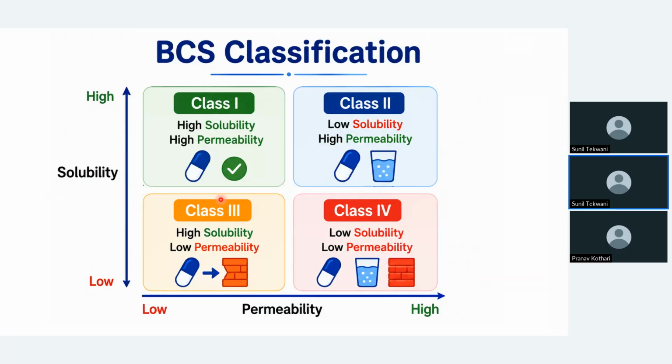Coming to the last topic, BCS classification. As Pranav had mentioned, we will be teaching different kinds of biowaivers. So the first kind of biowaiver I explained, the strength-based biowaiver, where 850 mg and 500 mg of metformin can be waived. Only the 1000 mg BE study is done. BCS-based biowaiver means you do not need to perform any BE study at all, not even on 1000 mg. That depends on BCS classification.